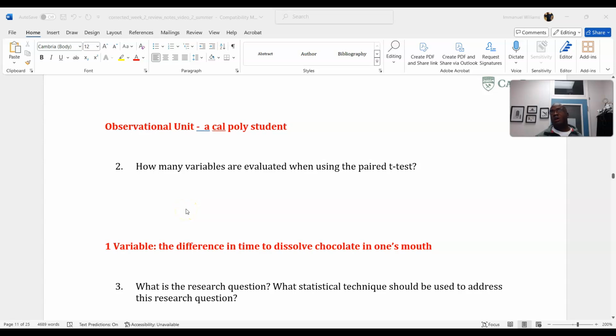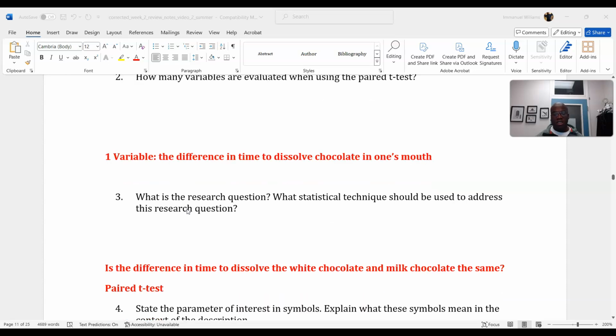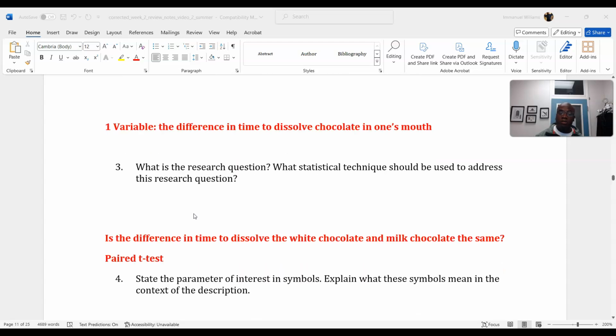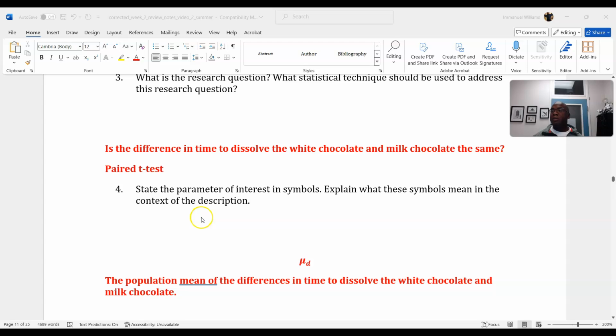What is the research question? We want to know if the dissolve time for milk chocolate and white chocolate are the same. And how do we address that? With the paired t-test, okay? And so since we're implementing the paired t-test, we're looking at the difference in times. How many mu's should we have? 1 or 2? If you said 1, good job. It's just going to be mu d, which represents the population mean of the differences. This is different from the 2 independent population means in that you're looking at the difference between populations, whereas now you're looking at the population mean of the differences in time to dissolve the white chocolate and milk chocolate.